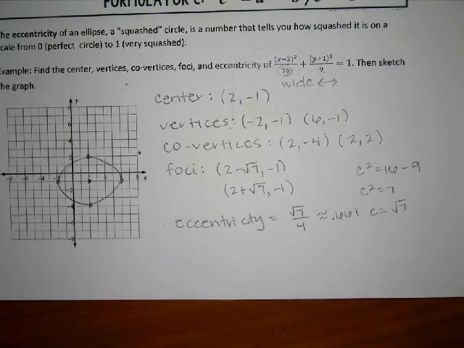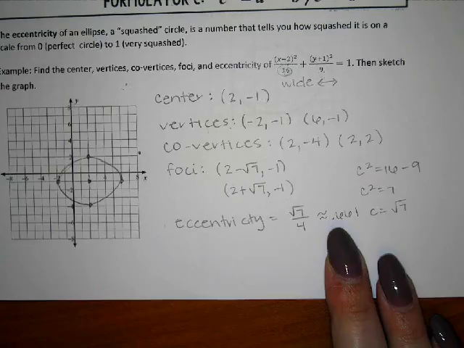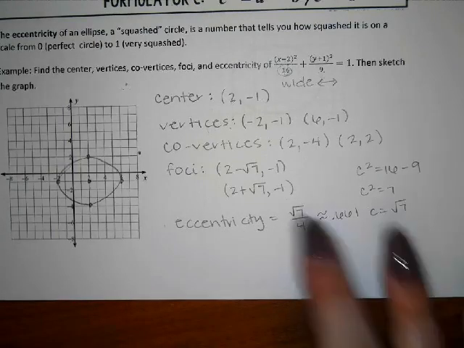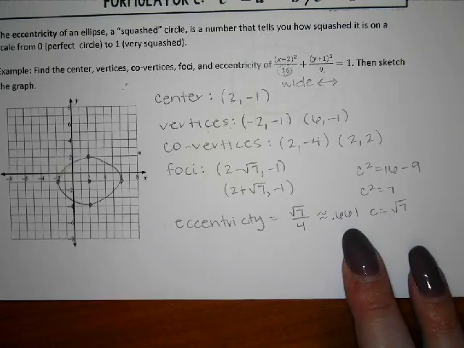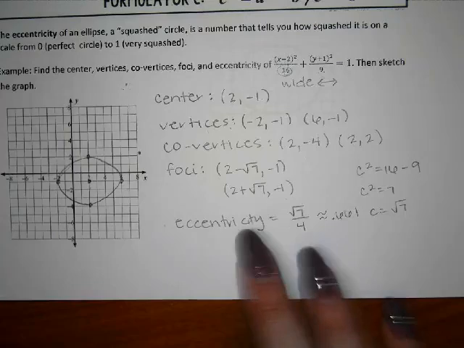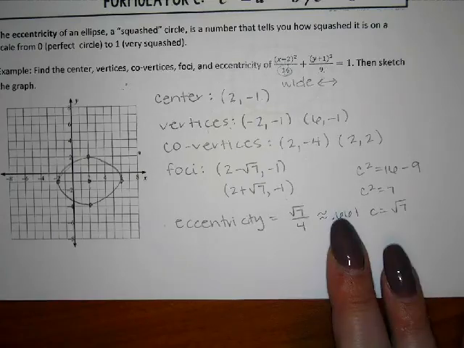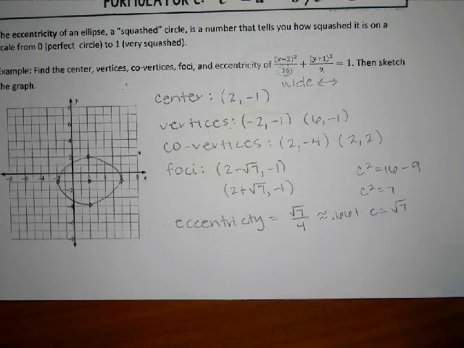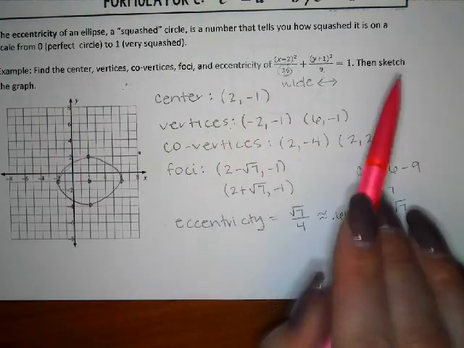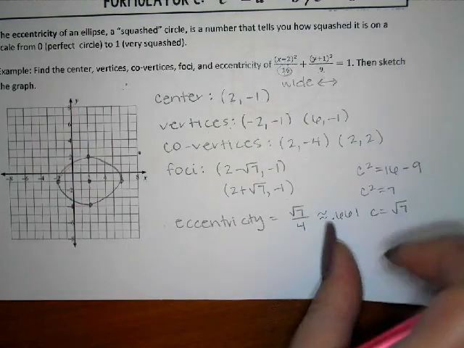I do not recall what my math lab wants from the eccentricity, if they want the fraction or if they want the decimal. And if they want the decimal, how many places they want you to round to. So make sure you look at my math lab and see what they ask for specifically. Okay, so we found all the different things. We did sketch the graph already, and so that's all we had to do for that problem.